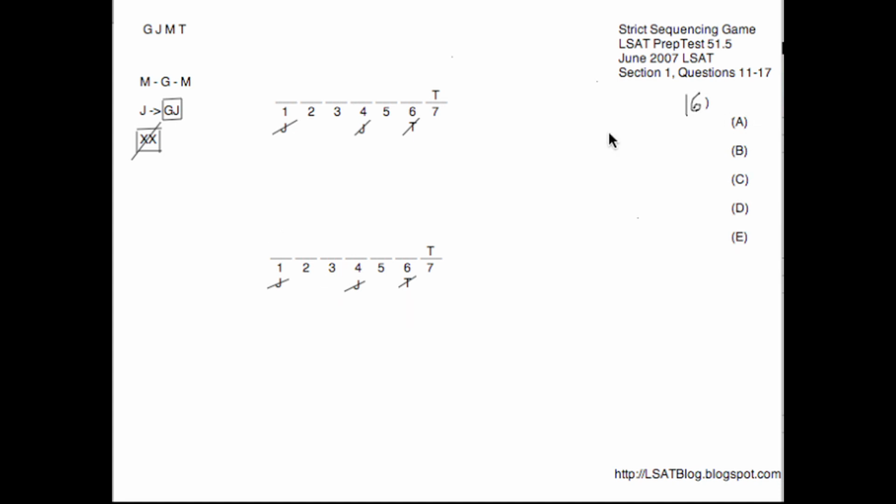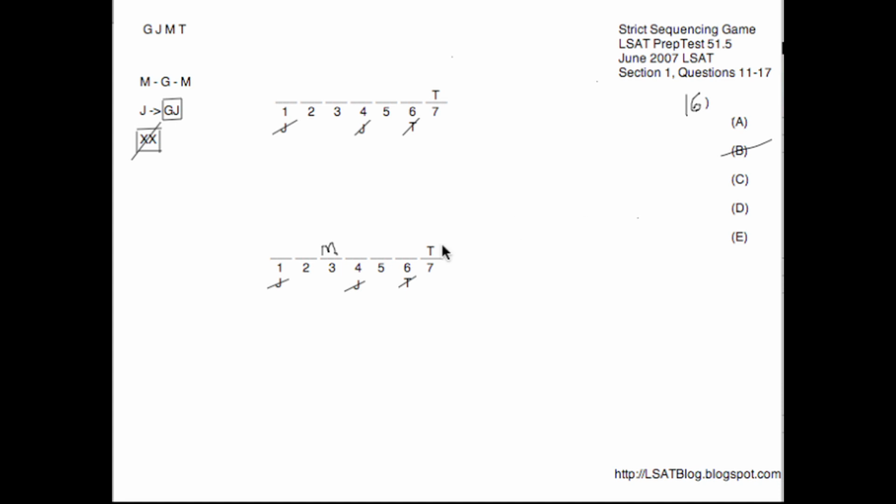Next, number 16. If we had M on week 3, then what could be an accurate list of what's going on 4 and 5, respectively, in that order? So let's put down M on 3 and see what we can infer off the bat here. Well, of course, J is never on 4, so right away we can get rid of choice B. Let's see what else we can infer.